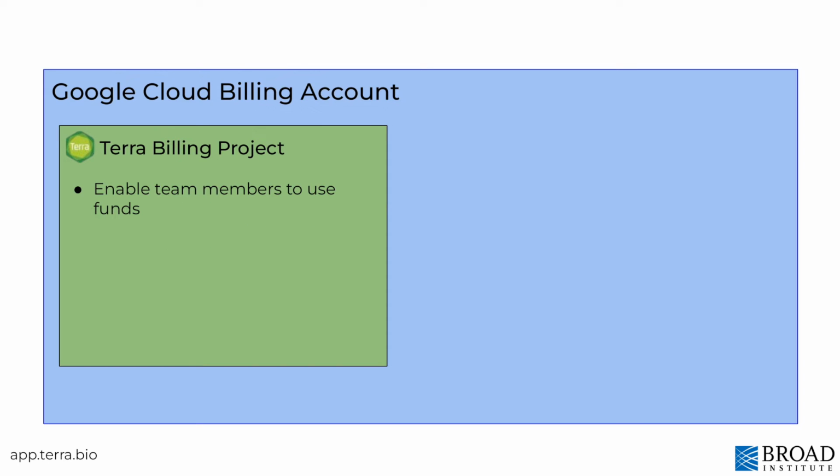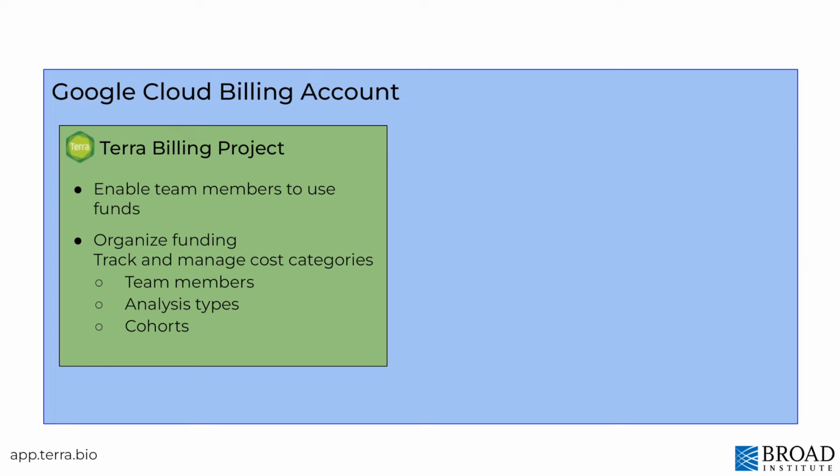Terra billing projects serve two primary purposes. First, they make Google billing accounts available to use within Terra, so the rest of your team doesn't need to interact with Google Cloud. Second, they provide a way to organize your funding by tracking and managing cost categories.